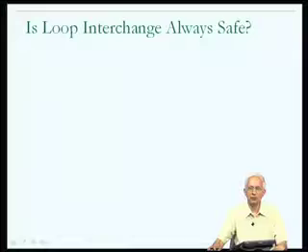But towards the end of the previous class we asked this question. You know that you want to get the benefit of spatial locality of reference, but can you just arbitrarily interchange loops? Isn't that potentially going to change the meaning of the program? So let's look at an example where it is in fact going to change the meaning of the program.